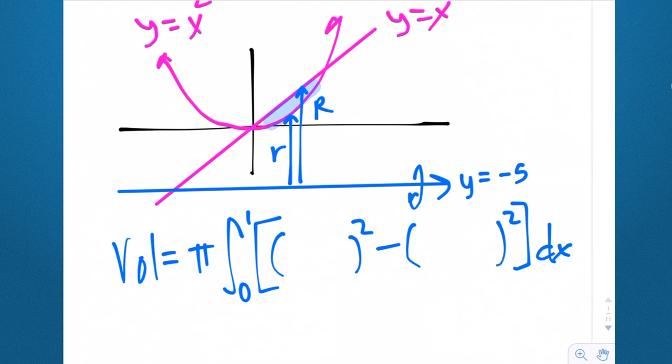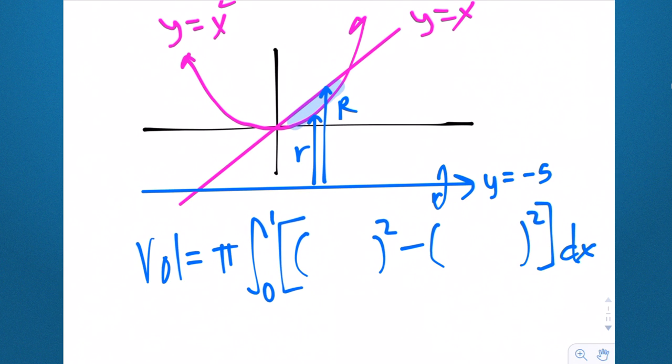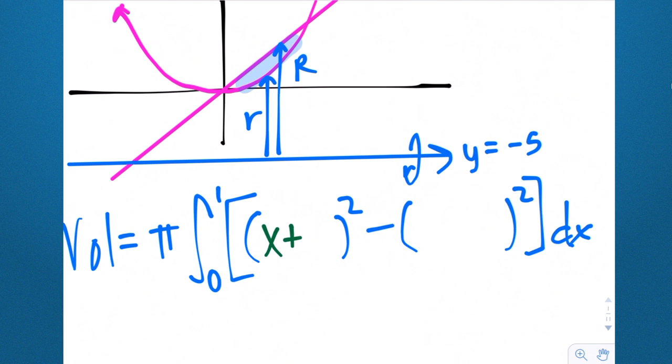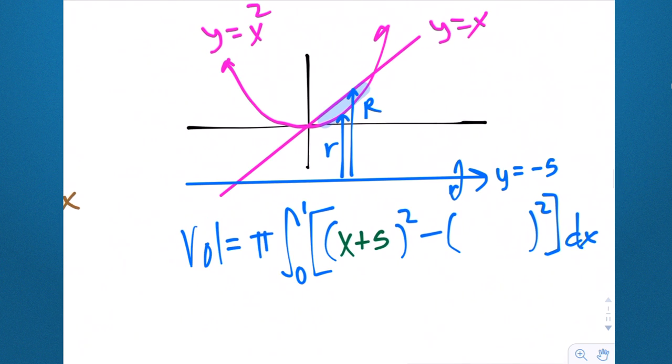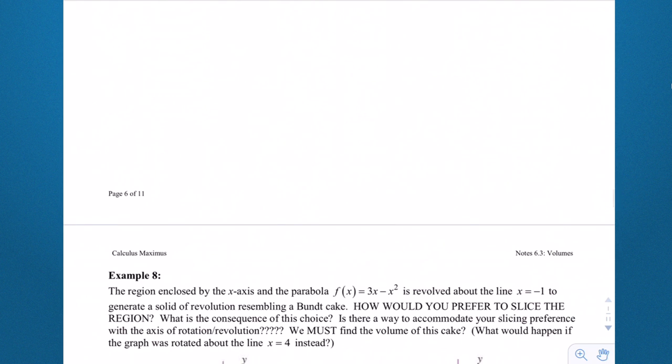And now big R is top minus bottom. So in this case, it's curve minus axis. So it's x minus -5. What's x minus -5? X plus 5. And that's fine. And then little r is x squared minus -5, which is x squared plus 5. Check, check. Perfect timing. All right.